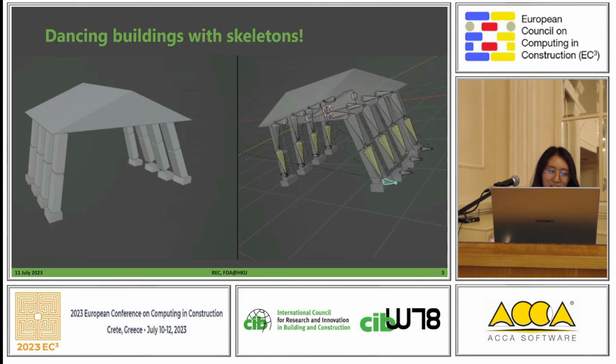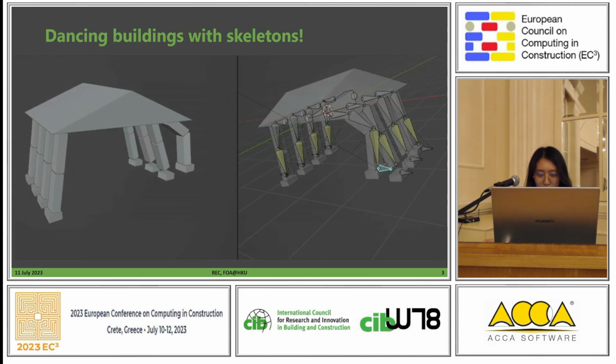And how could this building dance? Because we equip the building with skeletons like this. So we can tilt the joint and move this leg. No, it's the pillars. Okay.